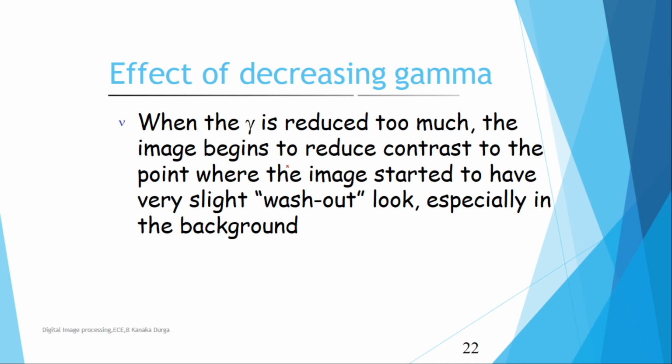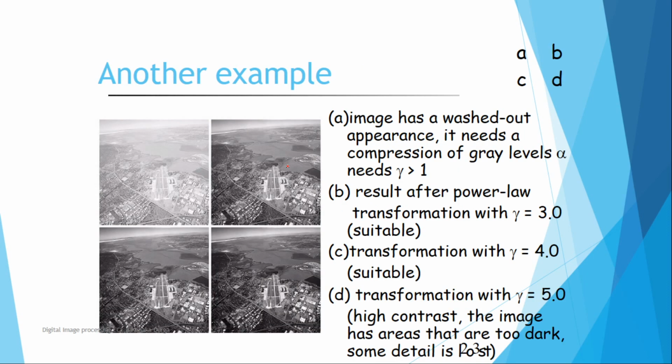Now, the effect of decreasing the gamma value: if the gamma is reduced too much, the image begins to lose contrast to the point where it starts to have a slightly washed out look, especially with respect to the background. We cannot find whatever information is present in the background. That information is lost by reducing the gamma value too much.